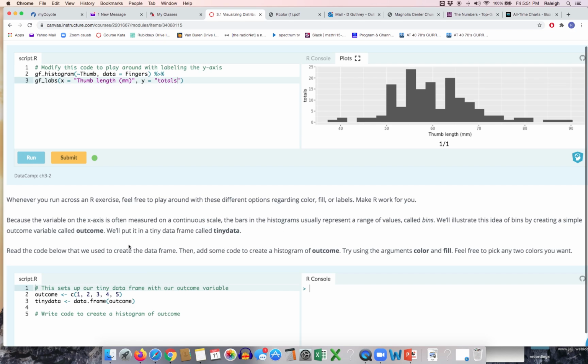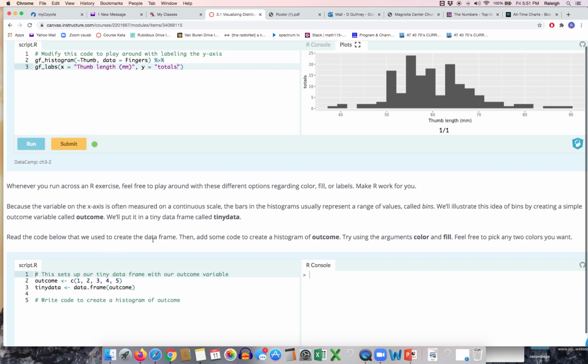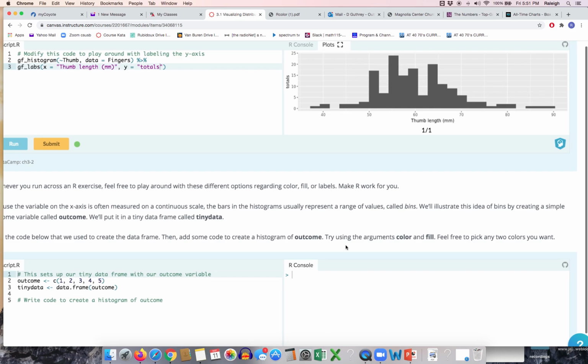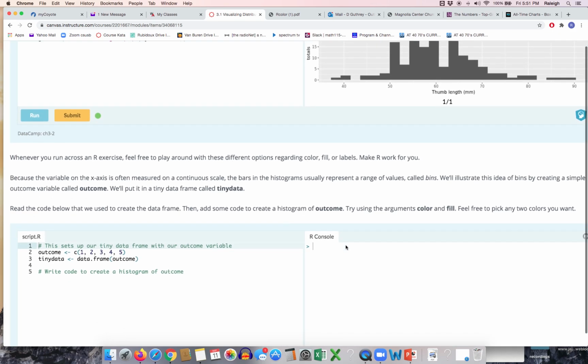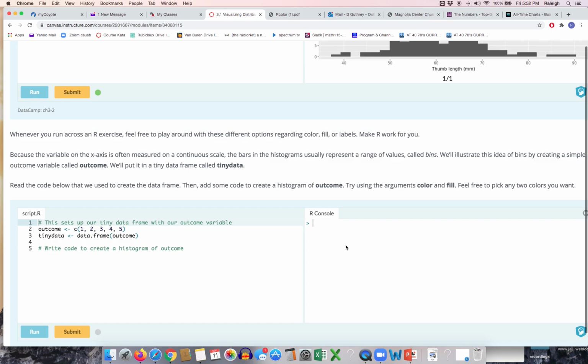We'll illustrate this idea by creating a simple outcome variable called outcome. We'll put it in a tiny data frame called tiny data. Okay, that's fine. So we can try to do that, and let's see here. What they want to do is read the code that we use to create the data frame, and then we can add some code to create a histogram of outcome. And we could use the arguments color and fill, and we'll see what happens, and we can pick any colors we want. So they don't have a hint here, but what we can do is type in gf_histogram, because they do want a histogram. So gf, and that's an underscore, that's near the hyphen, except you have to capitalize it. And of course, we'll type in histogram, spelling it correctly.